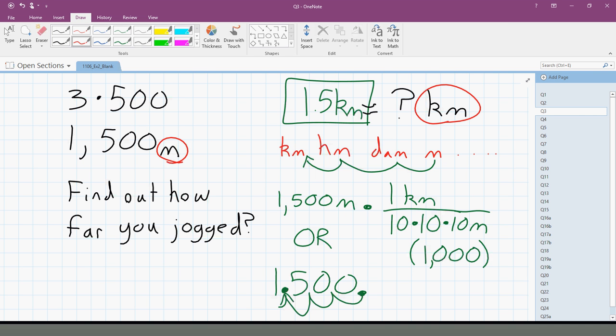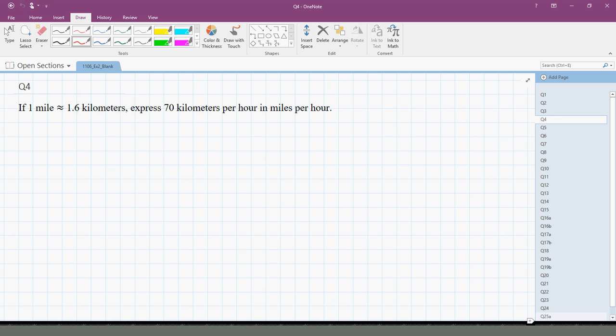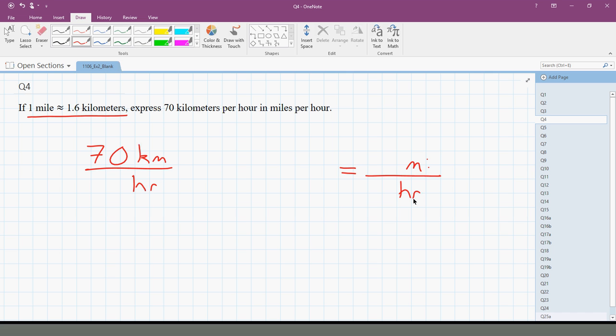Okay. All right. Numero 4. So notice again, right up here, I give you the conversion to work with. Okay? So we want to express kilometers per hour in miles per hour. Okay? So we have 70 kilometers per hour. And we want to express this in miles per hour. You follow me on that?